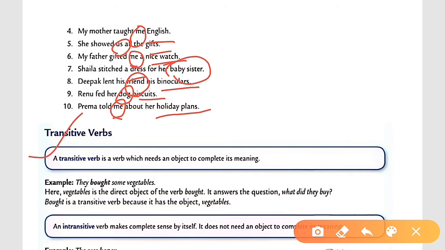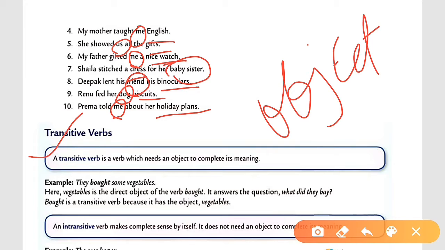Come to next, transitive verb. A transitive verb is a verb which needs an object to complete its meaning. Basically, there is a thing or object, you can say, that you need to complete the sentence. Like, they bought some vegetables. So that's why it is a transitive verb. Bought is a verb but requires the object, some vegetables. That's why it is a transitive verb.